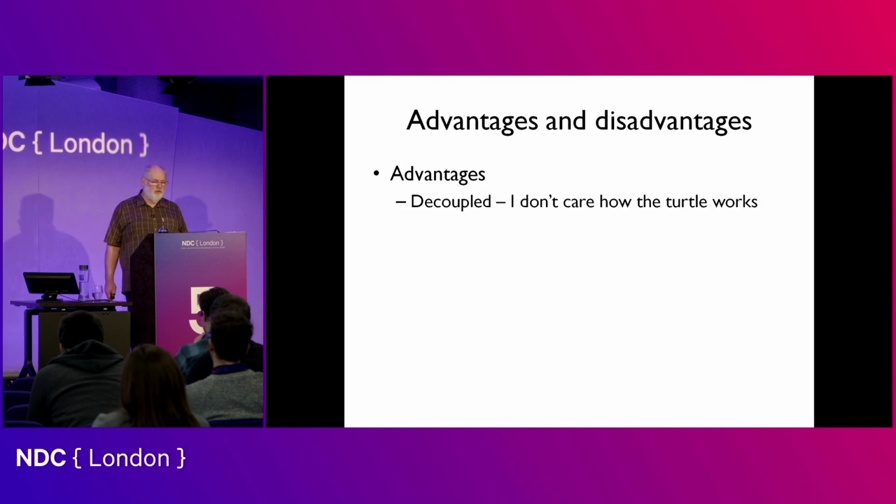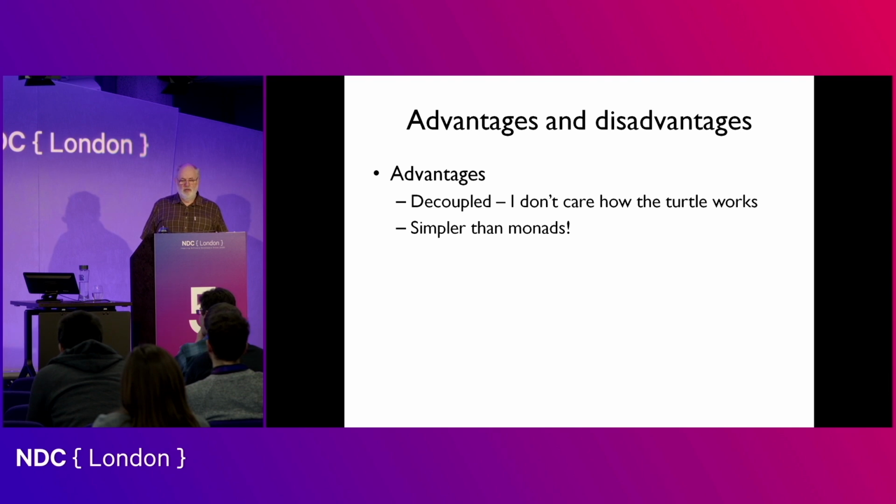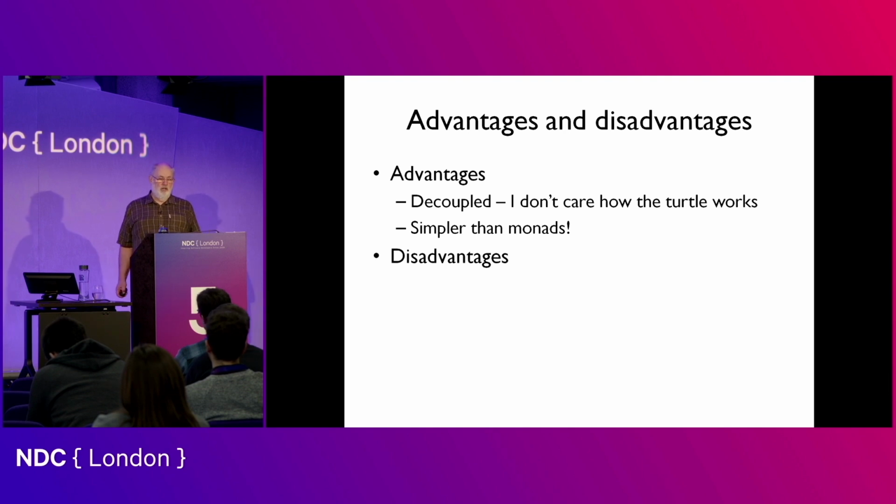Right, so pros and cons. What's nice about the batch thing is I don't care how the turtle works, right? I'm just sending it these data structures, and how it actually works behind the scenes, I don't know. It's a lot simpler to work than monads for managing state. You have somebody else manage the state for you, and your code is very simple.